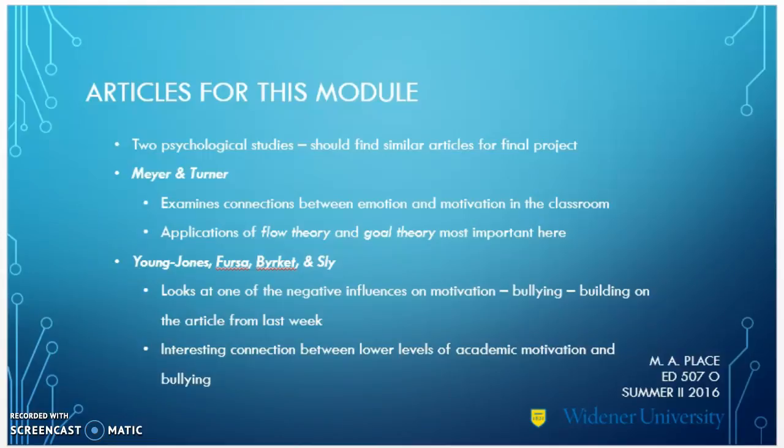So our first article, Meyer and Turner, is looking at the connections between emotion and motivation. And I especially want you to read the sections on flow theory and goal theory, because both of those are very applicable to motivation. And then the Young-Jones et al. article is returning to that idea of bullying that we saw in the article from last week, but it's looking specifically at the connections between motivation and bullying. Now this looks at undergraduate students in higher education, so it's not as applicable to, say, elementary or middle school, but you could see how the same concepts might apply.